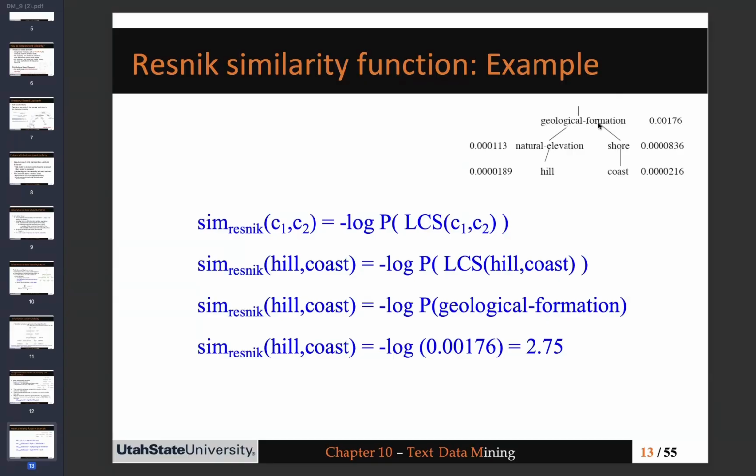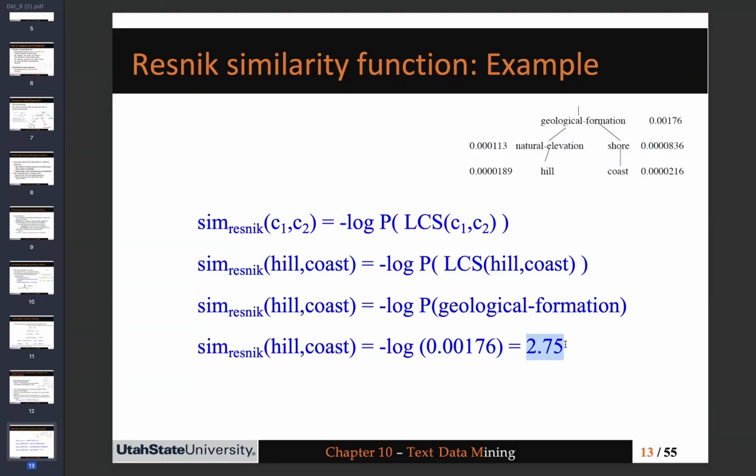So the probability of geological formation is equal to 0.0176, which is the probability that has been augmented on the WordNet data structure, and that's what we plug inside of our log function here. So the similarity between the two is nothing but minus log of 0.0176 that we extract from our augmented WordNet. And this is nothing but 2.75. So we can simply say that hill and coast have about a 2.75 similarity score between each other.